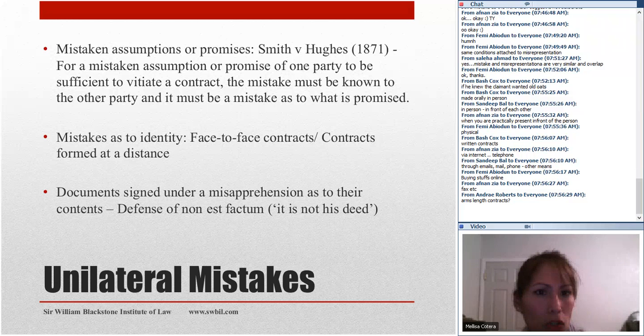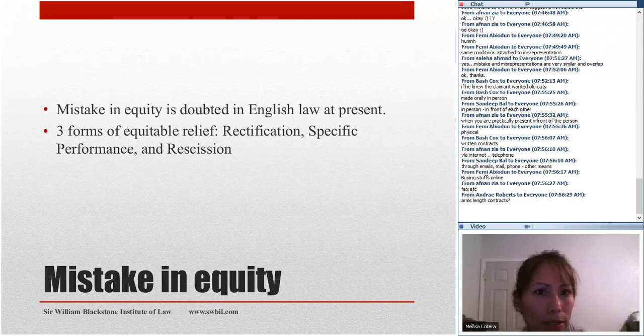Let's talk about our last topic here in mistake, that is mistake in equity. Okay? Mistake in equity is doubted in English law at present. And there are three forms of equitable relief: rectification, specific performance, and rescission. What do you understand by rectification?